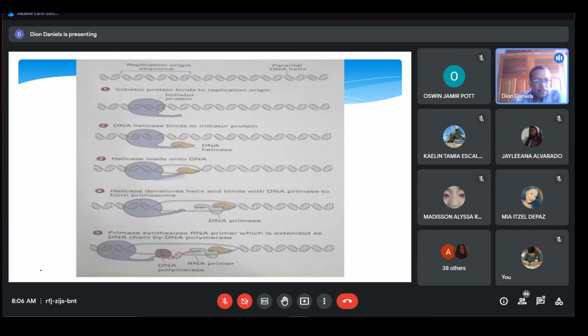This diagram here outlines the different steps. All right. So it says right here at number 1, replication origin. So this is the origin of replication. So right here is the origin of replication where denaturation will take place. All right. So at the first step, the initiator protein binds to the replication origin. So what you see here in the blue is the initiator protein. All right. So that helps to recognize the origin of replication, and it binds to that DNA molecule right there at the origin of replication. Okay.